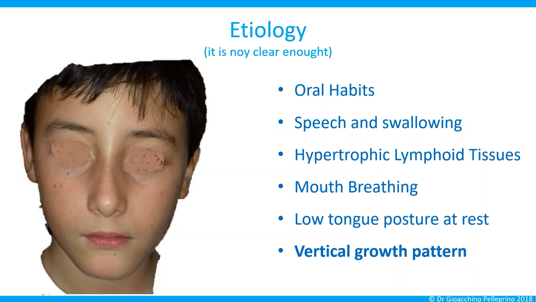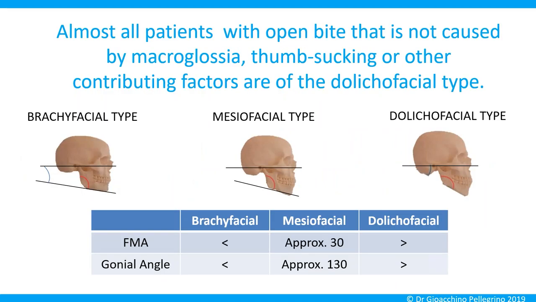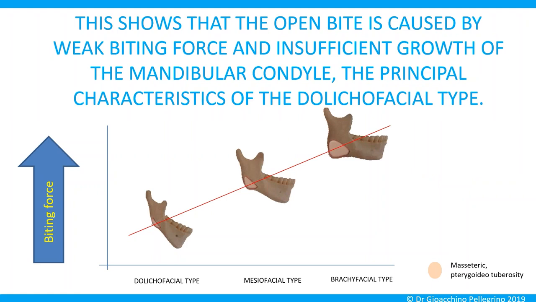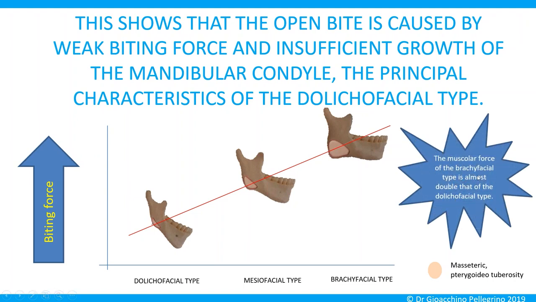And we cannot forget the genetic information, because in some situations we can have an increased vertical growth pattern. This is strictly connected with the structure of the face, with the hyperdivergent or hypodivergent structure of the face. And this means a lot of consequences, because we can see that in a dolichofacial structure the insertion of the masseter and pterygomedial muscles is very small compared with the brachyfacial structure. Moreover, we know from the literature that the muscular force of the brachyfacial type is almost double the power of the muscles in the dolichofacial type.